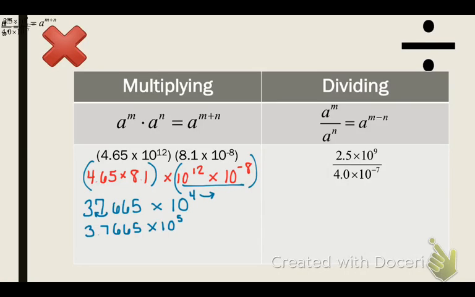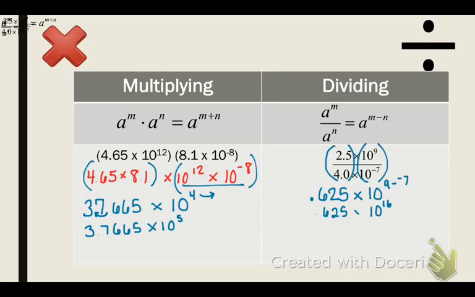Now, with division, I'm going to kind of just focus your eyes by grouping it like this. And again, I'm going to use my calculator to do 2.5 divided by 4.0. And when I do that, I get 0.625. And then here, I keep my base and take my top exponent minus the bottom exponent. So 9 minus negative 7. That would be 10 to the 16th.